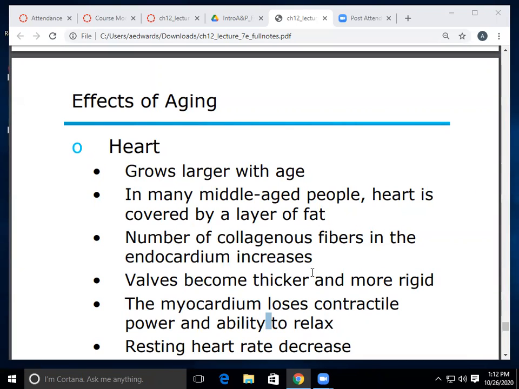Your myocardium loses some contractile power, so it's not as strong in its contractions, and it loses some ability to relax, so its recoil ability is not as strong. And the resting heart rate starts to decrease. Okay. So you're getting fewer beats per minute.